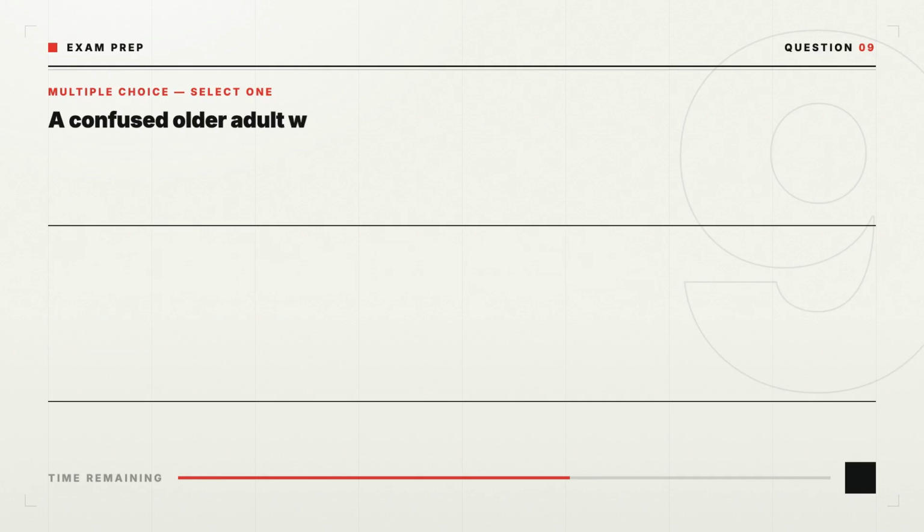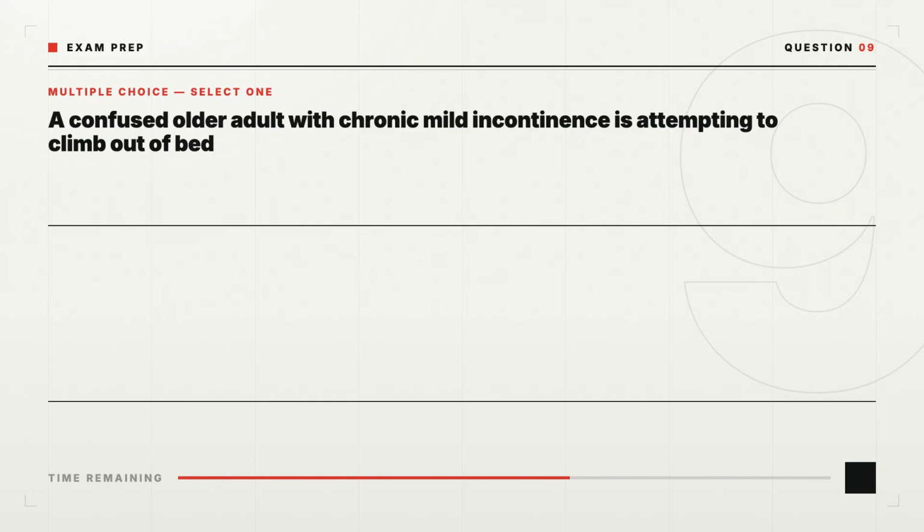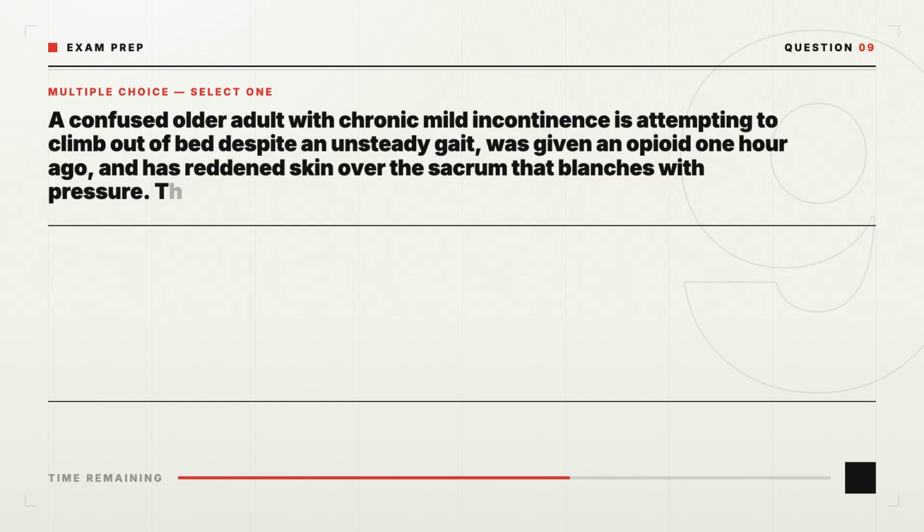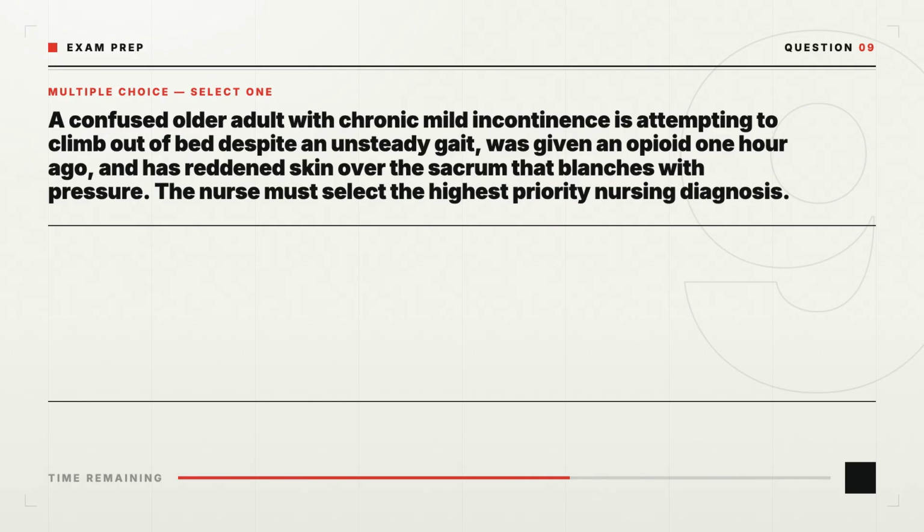Question 9. A confused older adult with chronic mild incontinence is attempting to climb out of bed despite an unsteady gait, was given an opioid 1 hour ago, and has reddened skin over the sacrum that blanches with pressure. The nurse must select the highest priority nursing diagnosis.